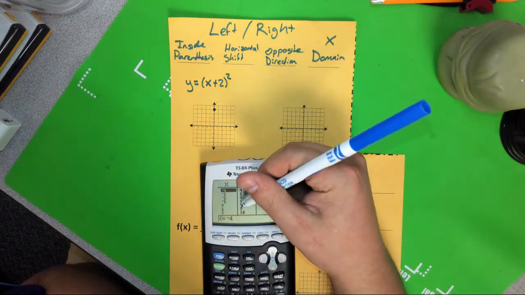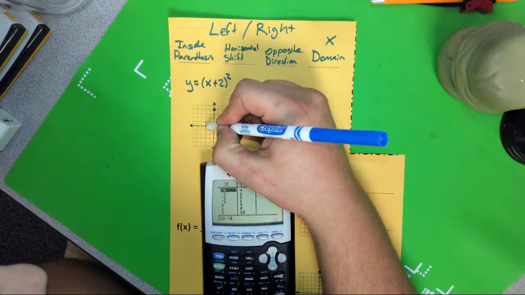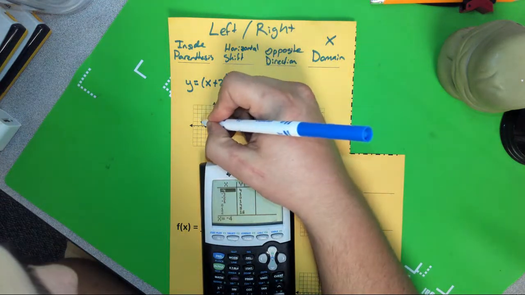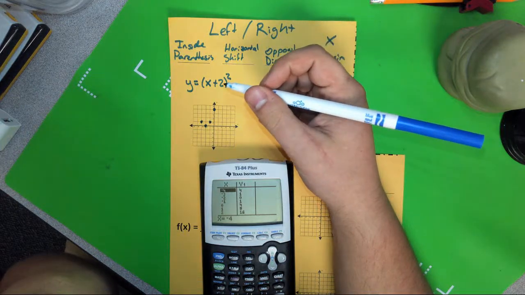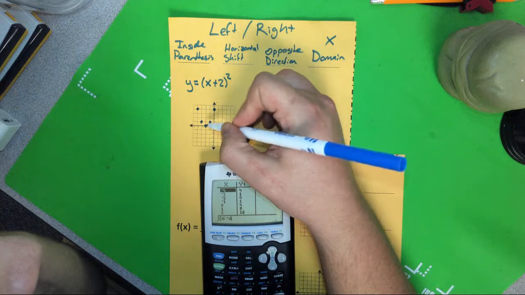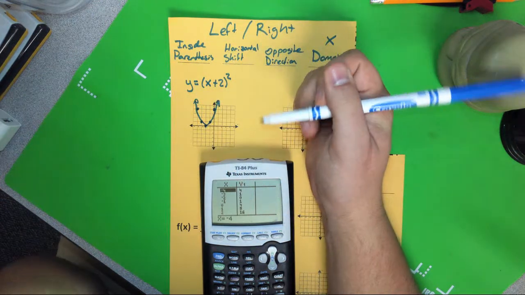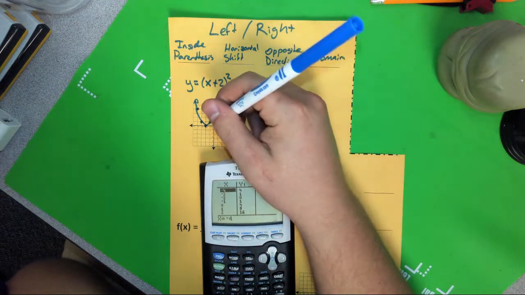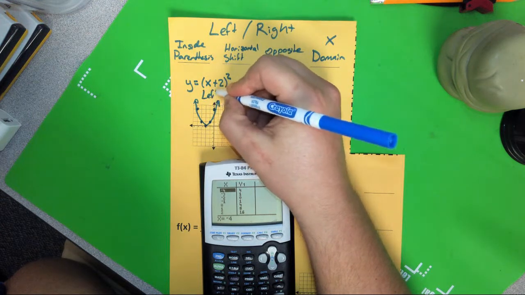Look, there's our symmetric pairs. 4 and 4, 1 and 1. Our vertex should be -2, 0 right there. We've got another point in between. We've got -3, 1. We've got -1, 1. And then we've got -4, 4 right there. So we've got this guy looking like that. Okay. So this one has shifted 2 units to the left. So we're going to say this one is left 2.